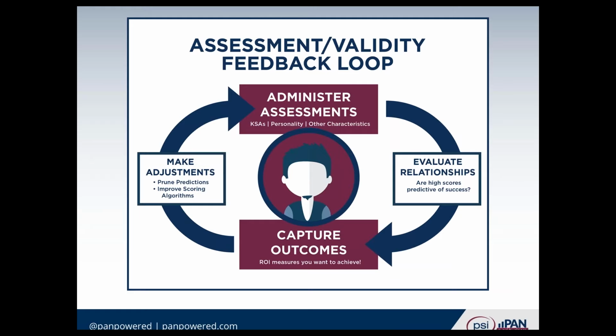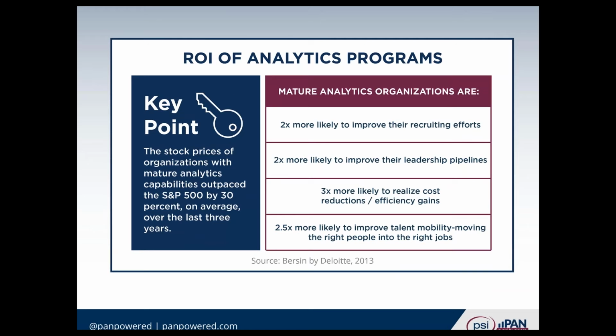In case you're maybe still on the fence or wary about the value of using an assessment validity feedback loop to lead you to the best outcomes for your organizations, here are some stats that might sway you towards engaging in a more rigorous measurement strategy or getting stakeholders involved in conversations. So this study found that organizations with more mature analytics capabilities were 2 times more likely to improve their recruiting efforts and more likely to improve their leadership pipelines. They were 3 times more likely to realize cost reductions as well as efficiency gains. And they were 2 times more likely to improve talent mobility, so moving the right people into the right jobs.